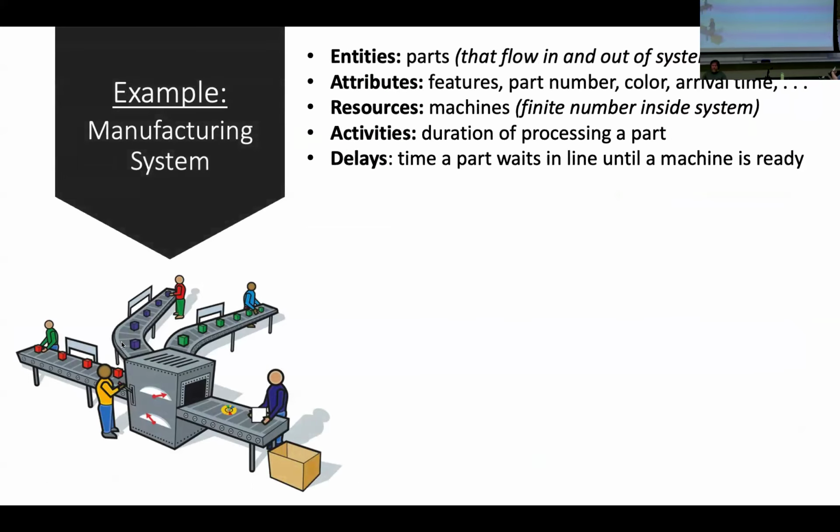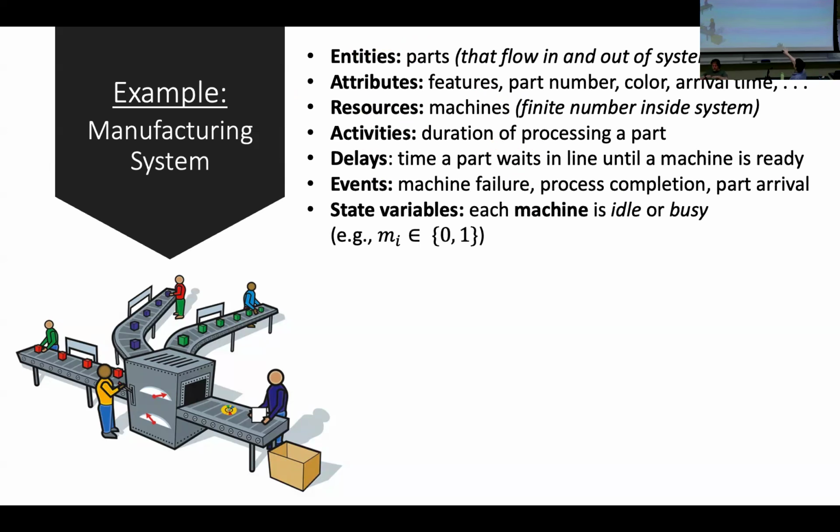Okay. All right, so I'm just going through this quickly here. Manufacturing system, that's kind of our breakdown. Parts, those parts have different features. Those features are attributes. Those parts, which are entities, cannot get through the system until they stop at different machines. So the machines are resources. The time they spend at each machine is an activity, but the time they spend waiting in line to get to the machine is a delay.